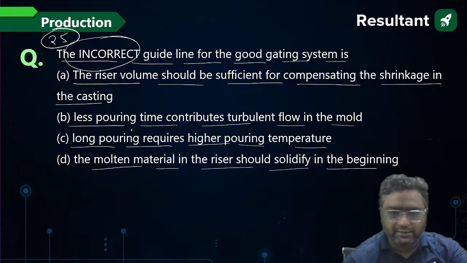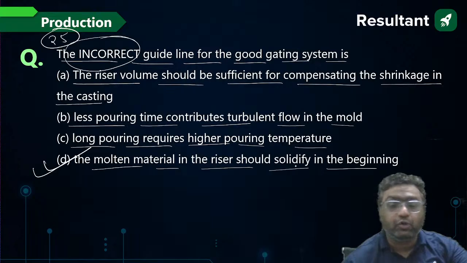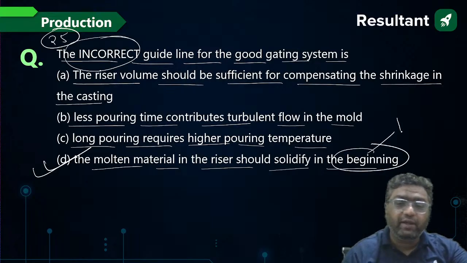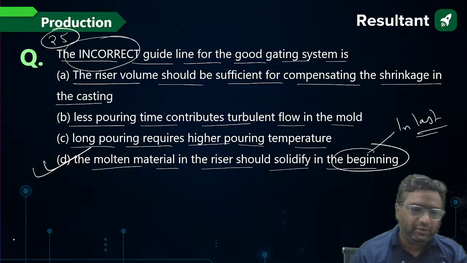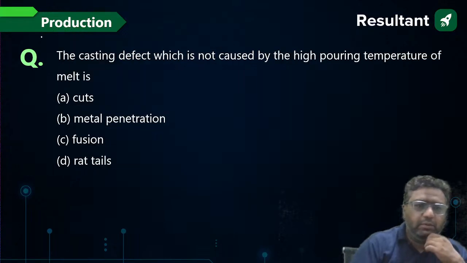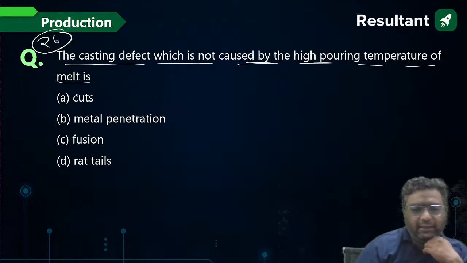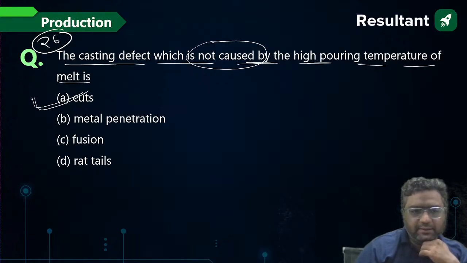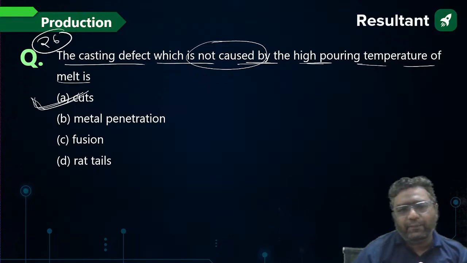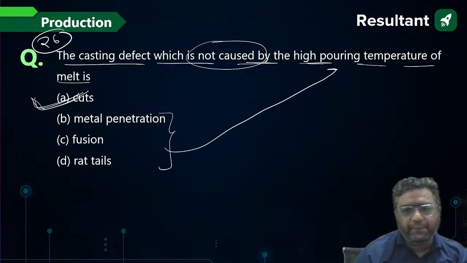Okay, the answer is D. The molten material in the riser should solidify last, actually. That is the main point for design of riser. So answer is D for this. Moving to question number 26. The casting defect which is not caused by high pouring temperature: cuts. Cuts are not because of high pouring temperature. Other three are because of high pouring temperature.